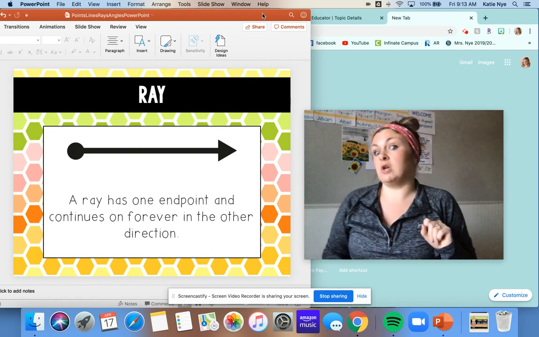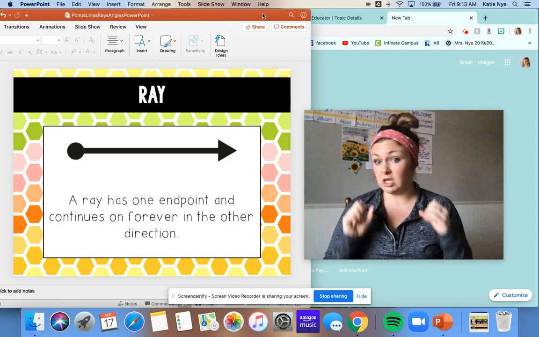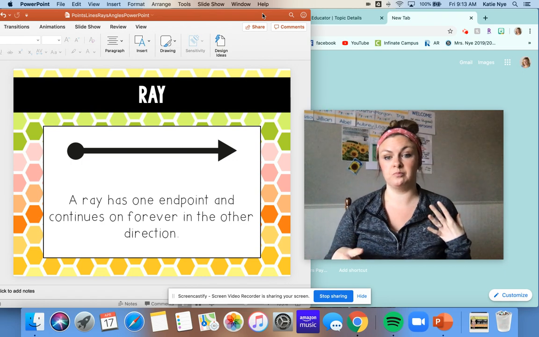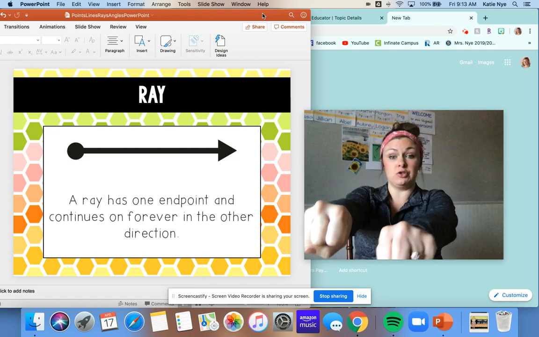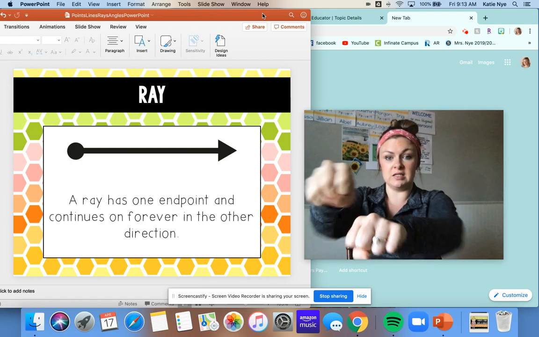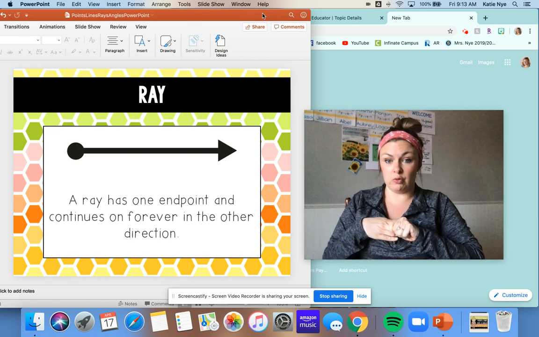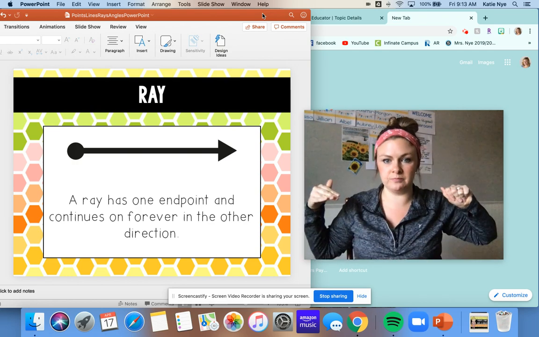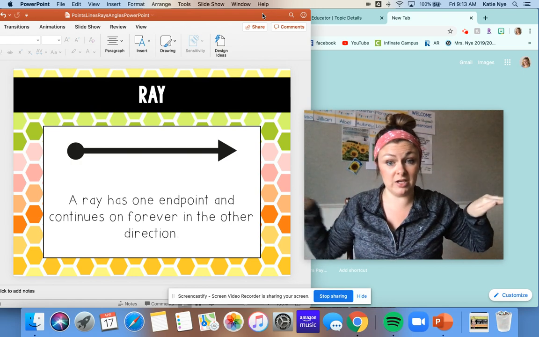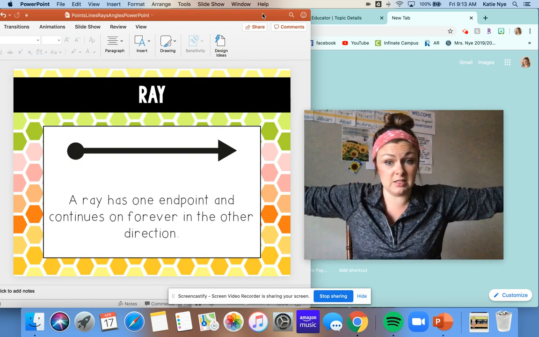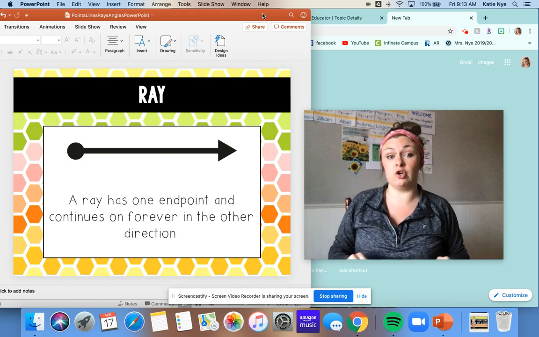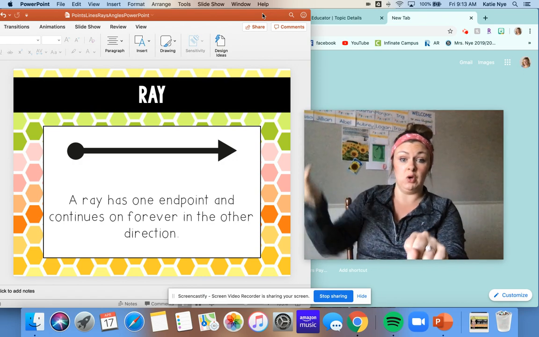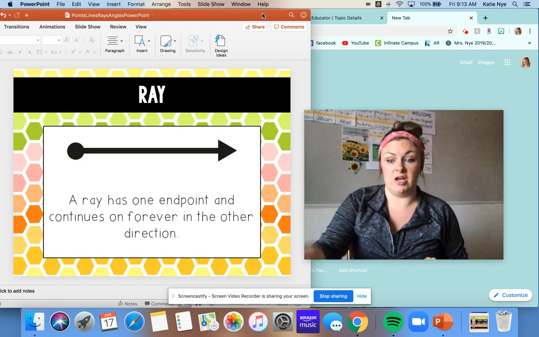So take a second. Everybody show me your line segment. Use your hands. Remember, a line segment has two endpoints. Show me that. Okay. Then everybody show me your line. Goes on and on forever in each direction. Okay. Open hands, arms out. And then everybody show me your ray. One endpoint, one open end going in the other direction.